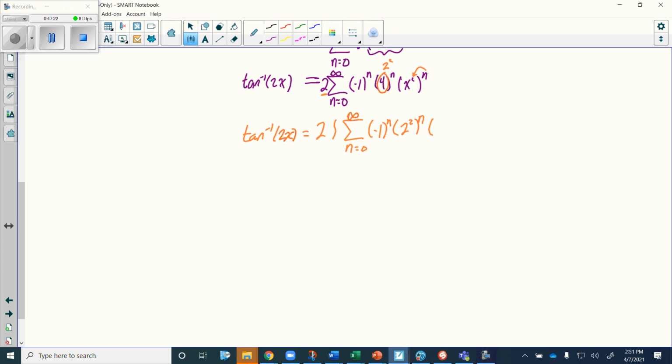Back to the problem. X to the 2n, and I really don't need the parentheses on that one, but here we're going to start taking the integration. So here I'm going to have 2, and we just are going to have our summation here. N equals 0 to infinity, and the negative 1 stays negative 1 to the n power. Same thing with this one here. I'll just write it as 2 to the 2n power. And the x is going to become x to the 2n plus 1 power.